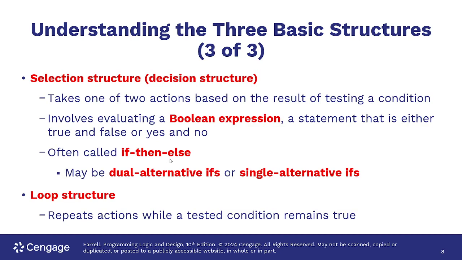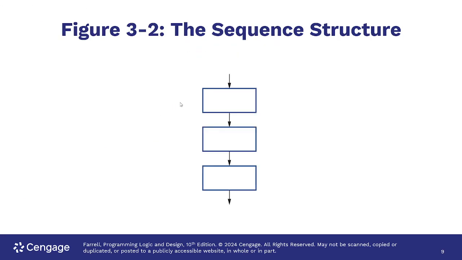A selection structure takes one of 2 actions based on the result of a condition. It evaluates a Boolean expression, so it asks if something is true or false, and if it's true it does one thing, and if it's false it either doesn't do that one thing or it does something else. It's often called an if-then-else. It may be dual alternative ifs or single alternative ifs, and we'll see the structural difference between the two. And a loop structure repeats again and again and again while a tested condition remains true.